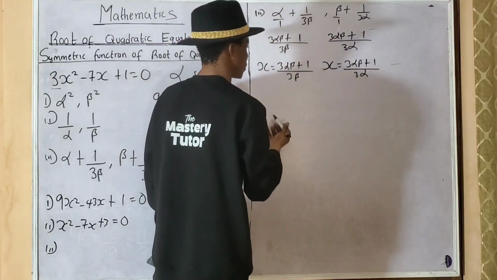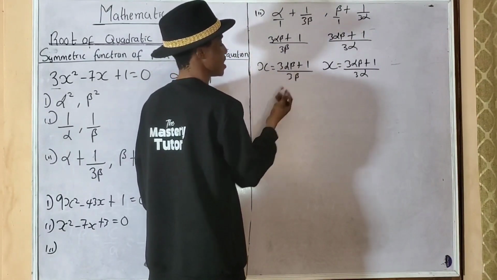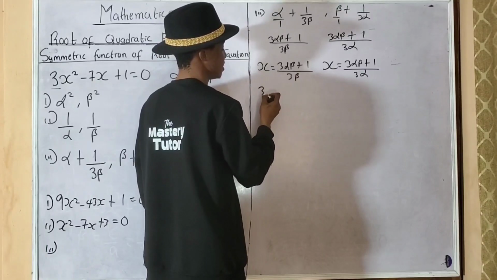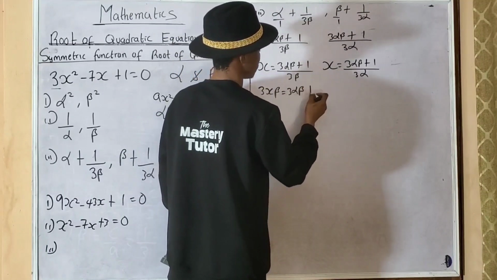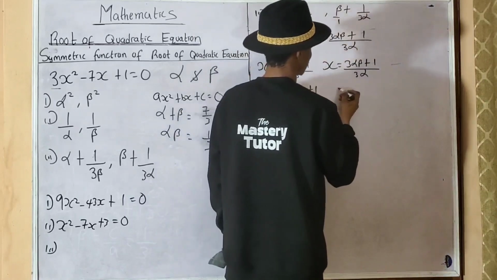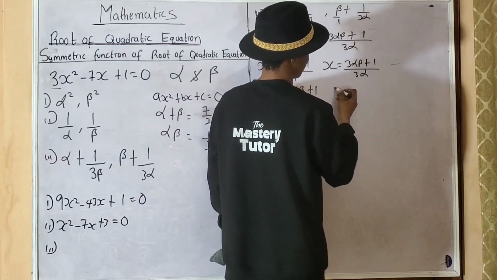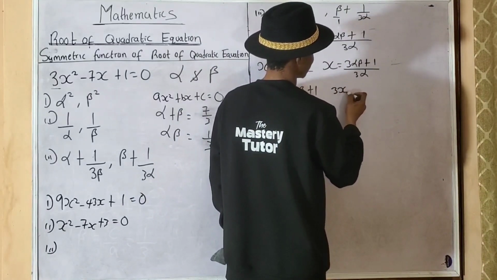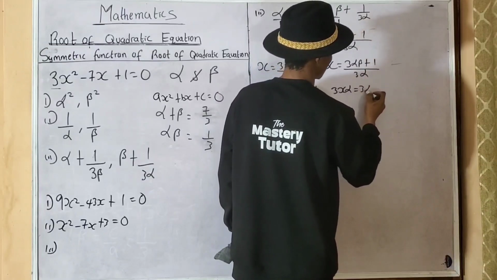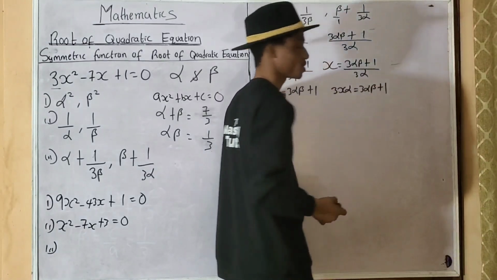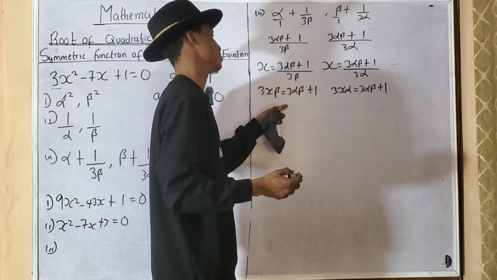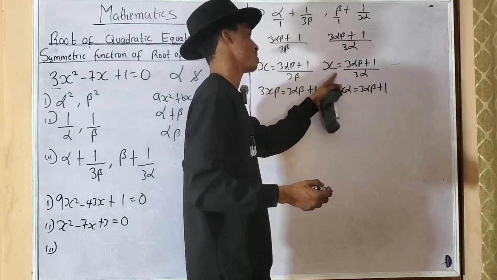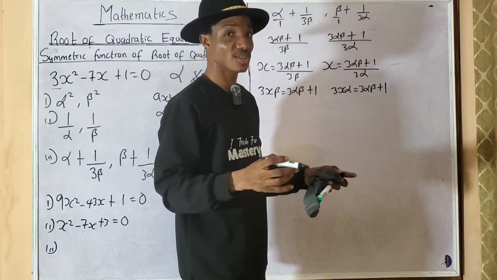Okay, take the cross product. I'm going to have x times 3 beta, that is 3x beta, equals 3 alpha beta plus 1. This also will be 3x alpha equals 3 alpha beta plus 1. Do you know what I did? I just took the cross product. You understand? This multiplied by this will give me this. Also, 3 alpha multiplied by this will give me this. I've not done anything. Okay.